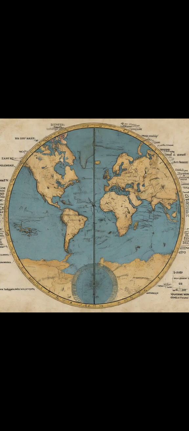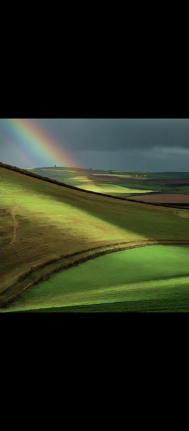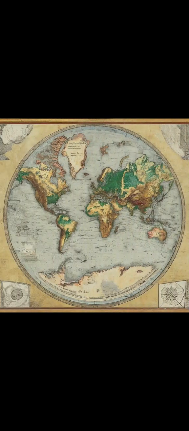Cultural and historical significance. 61. The Prime Meridian passes through Greenwich, England, which has made the city a significant hub for timekeeping and navigation.